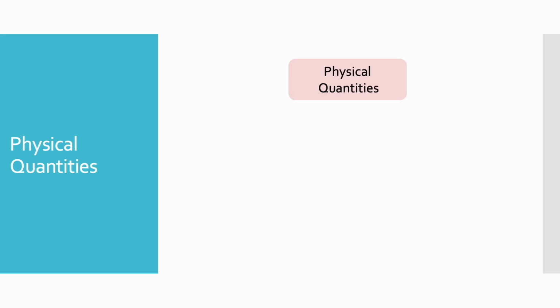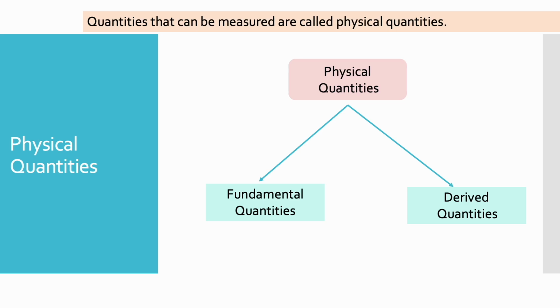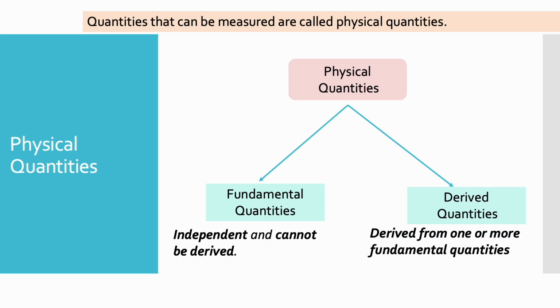Physical quantities are divided into two main types: fundamental quantities and derived quantities. Fundamental quantities are basic. There are only 7 of them. You might already be familiar with length, mass, and time. These quantities, the fundamental quantities, are independent and cannot be broken down into anything simpler. We measure them using the SI system of units.